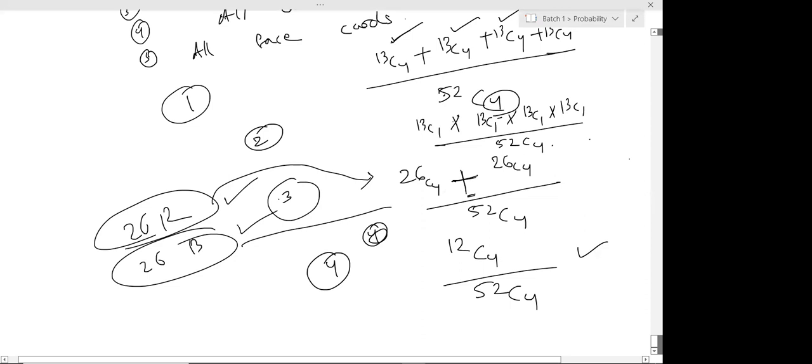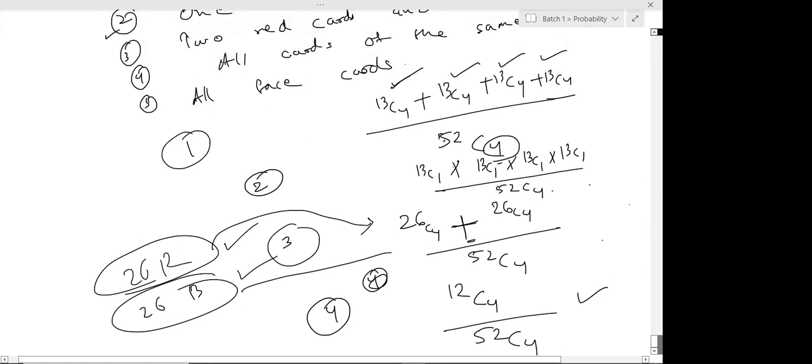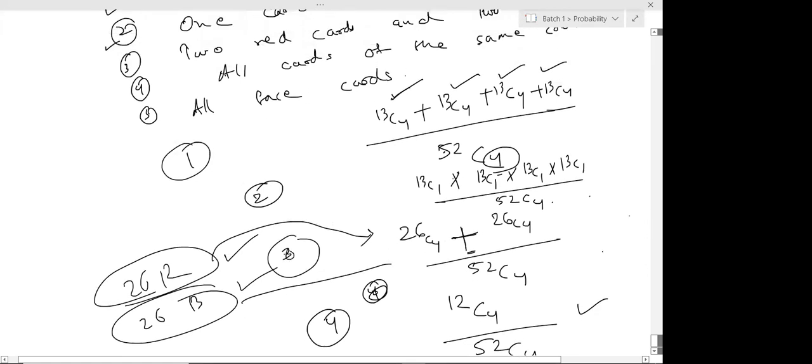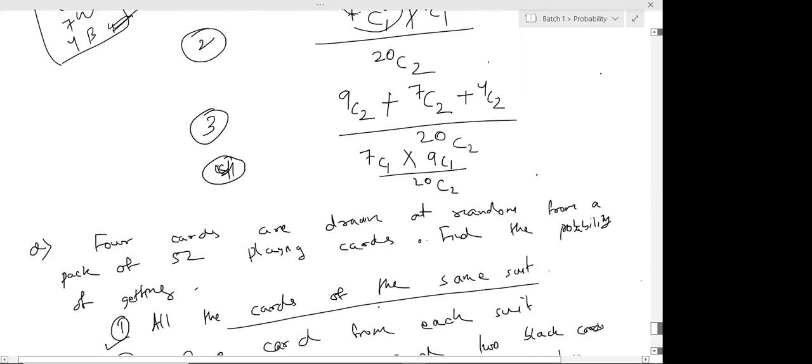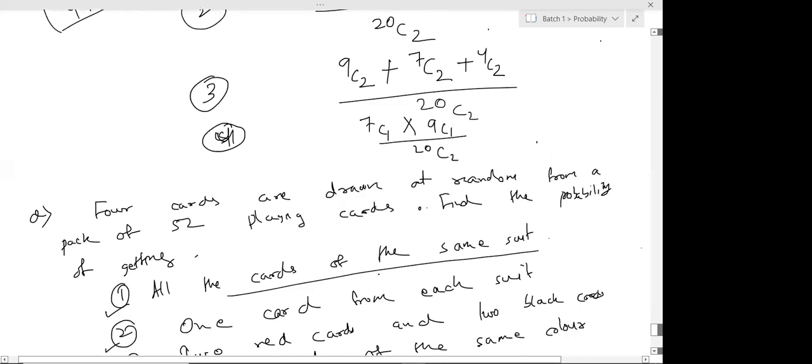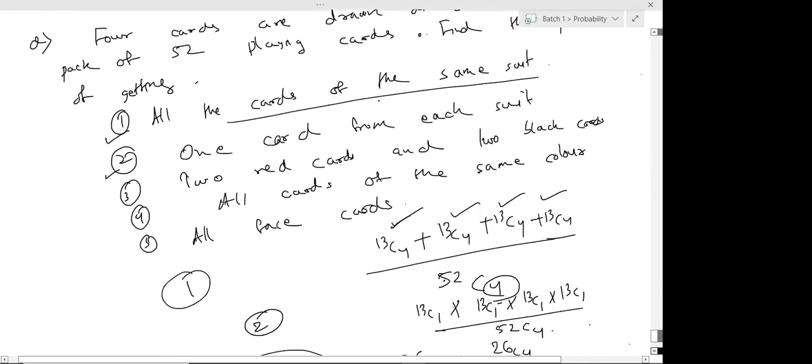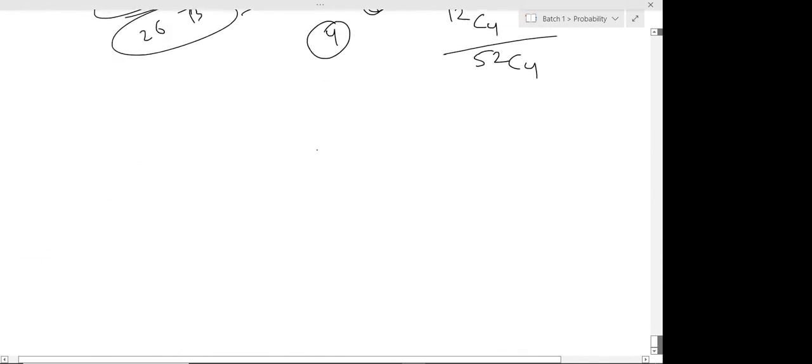So the question is two red cards and two black cards. Oh, sorry, I missed the question, I guess. Yes, total 5 questions, right? I mixed. Okay, this is the fourth one, not the third one. I missed the third question. The third question is two red cards and two black cards. All right. So and means multiplication. Two red means 26C2 and two black means 26C2, and means multiplication. Clear?